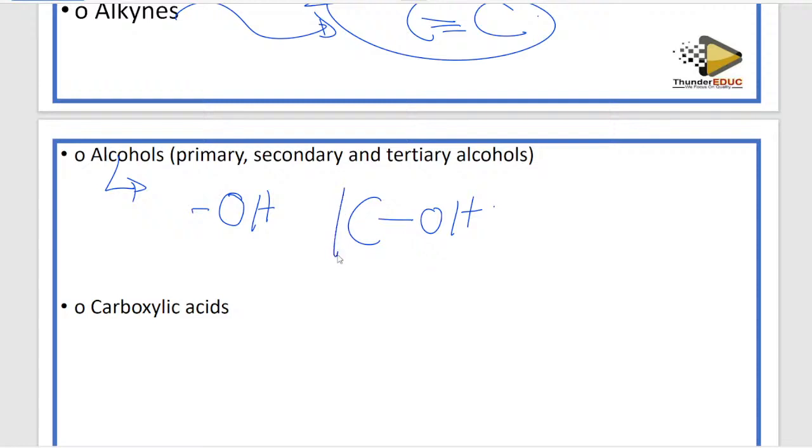Yes, it is attached to carbon. But now, how do I know? How will I know? I'll teach this alcohol in detail. Don't stress about it. This is just an introduction, whereby you'll understand better when you reach there.